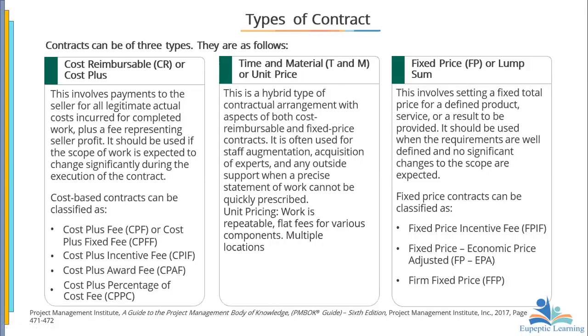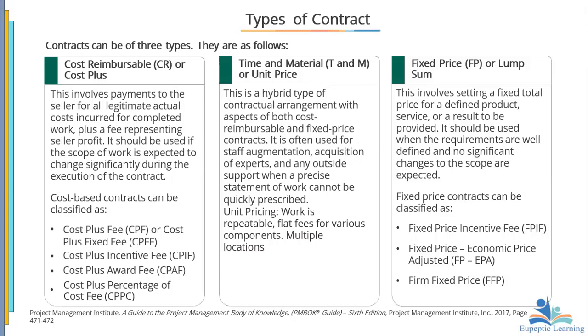So the project is to maybe construct a certain stretch of road. And so you're going to pay him for the estimates that he's made about the entire pricing of the road, the materials plus labor and all that. That's how much it's going to cost. Then we need to add a fee or a profit for the seller. Now, it should be used if the scope of work is expected to change significantly during the execution of the contract.